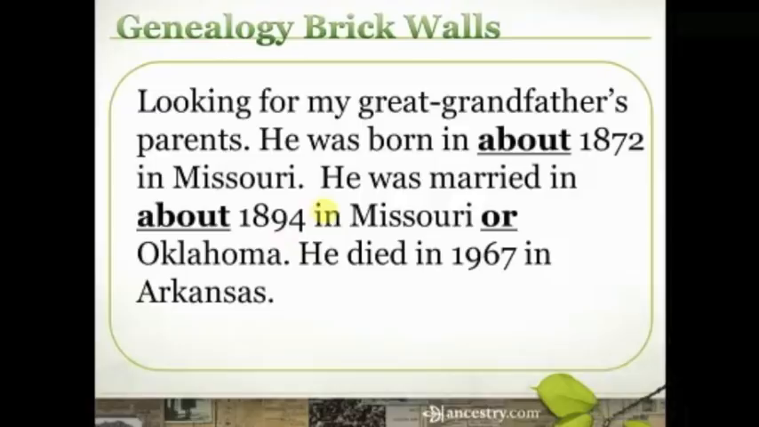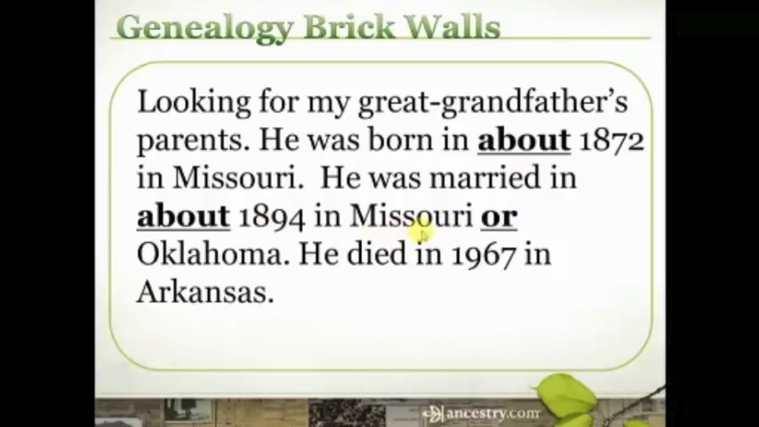Now, if their oldest child was born in 1895, and if that had been included in this email, I might be able to say, okay, then very likely they were married sometime before 1895, and 1894 is as good a place as any to start looking for that marriage record, okay?